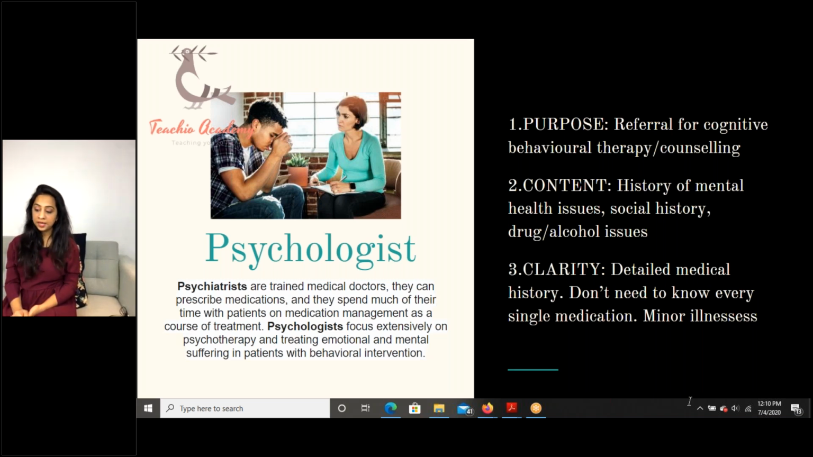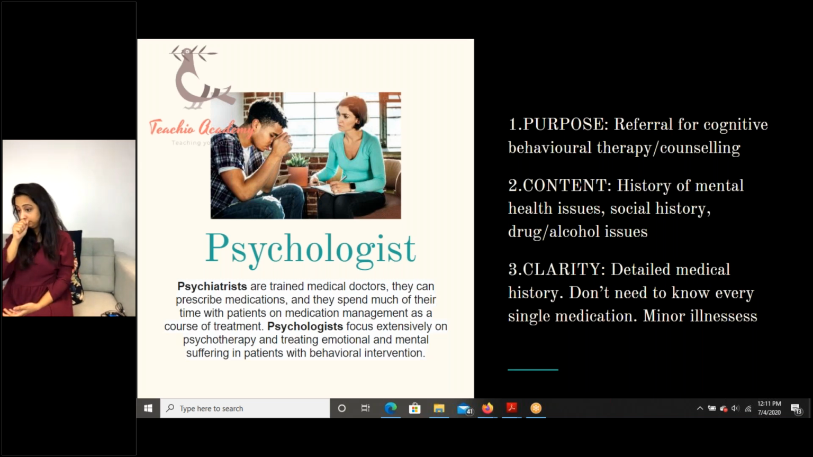Okay. Excellent. Let's just talk about what the purpose might be on your OET writing for a psychologist. The usual type of letters which appear for a psychologist might be someone who's been admitted in your hospital for a long period of time with mental health issues, or you've been seeing them in clinic as a GP and you want to refer them for a cognitive behavioral therapy session or psychological counseling.